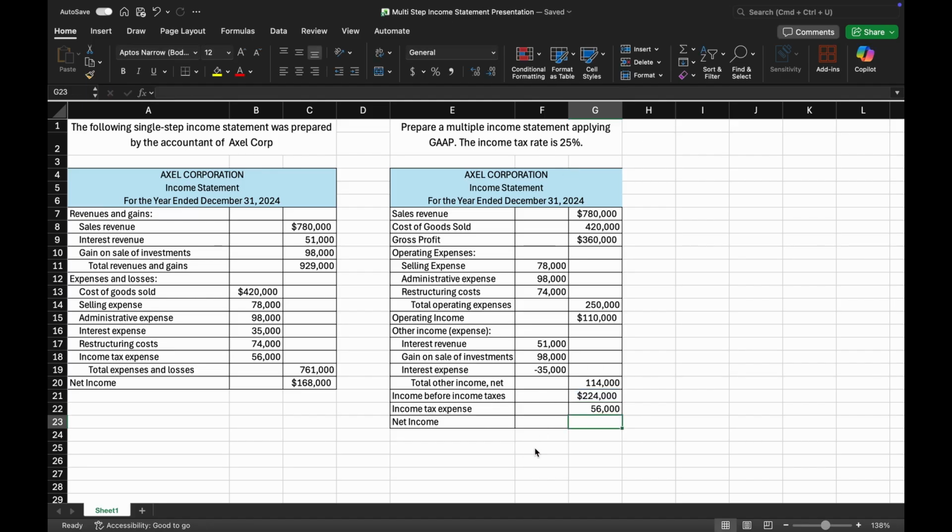And now we are on to the last line item, which is net income. And this is pretty simple. All you have to do is subtract income tax expense from the income before income taxes to find the net income. For us, this is $224,000 minus $56,000, which comes out to a net income of $168,000.